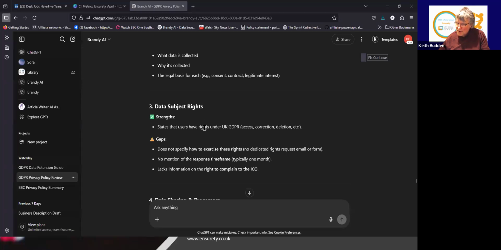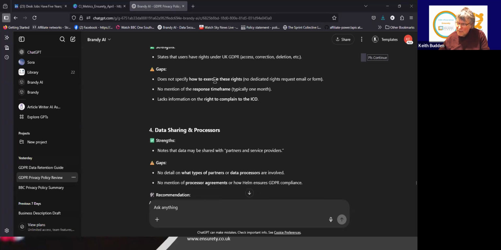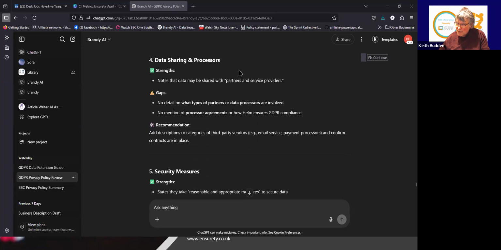Data subject rights, it states that users have rights under UK GDPR. Brilliant. But it doesn't specify how to exercise those rights. It's got no mention of how quickly the organisation will respond, which is typically a month or 30 days. And it lacks information on the right to complain to the ICO. In terms of data sharing and processors, it just says that data may be shared with partners and service providers, but it doesn't list them down, doesn't give any detail of who they are.